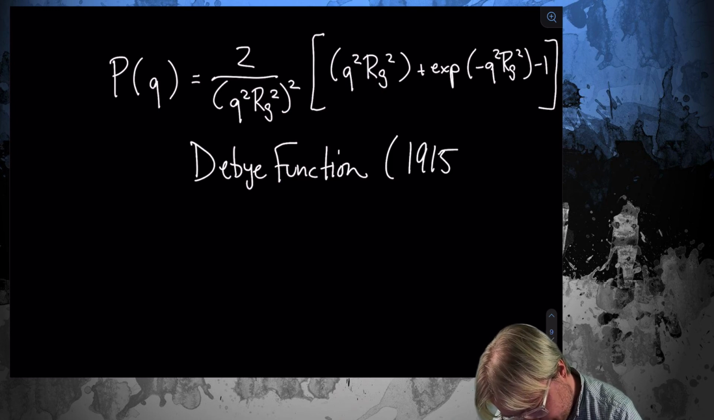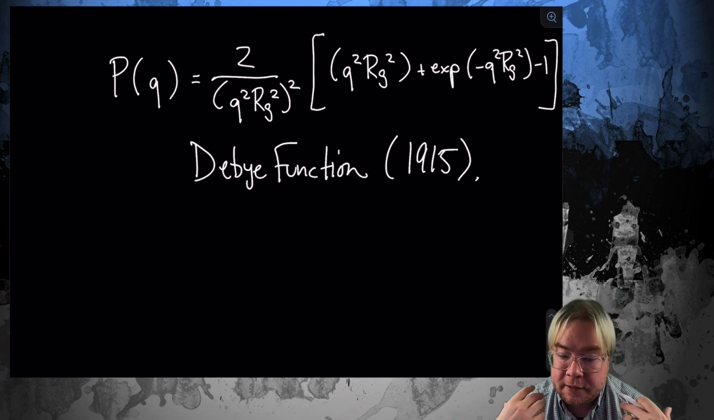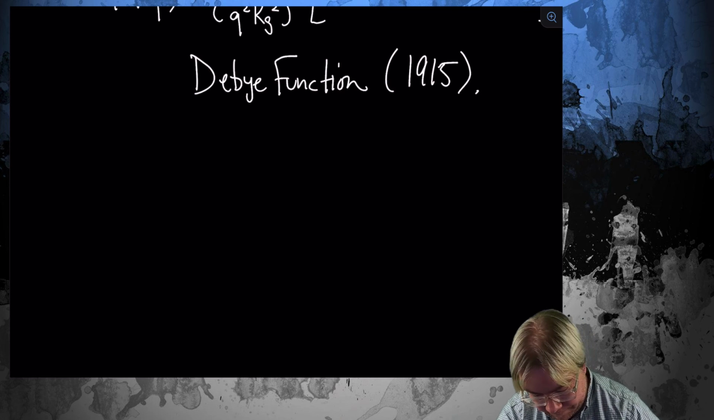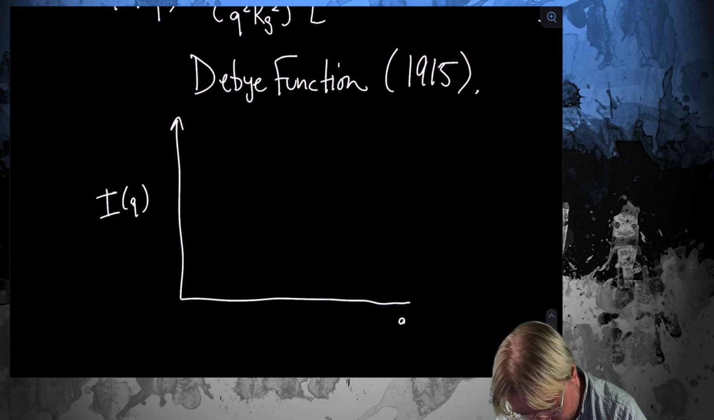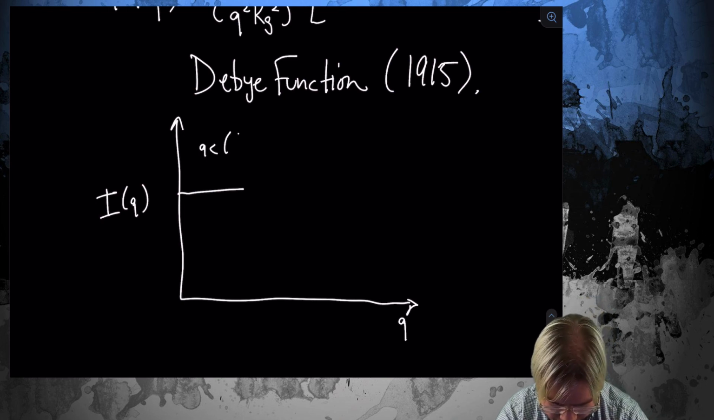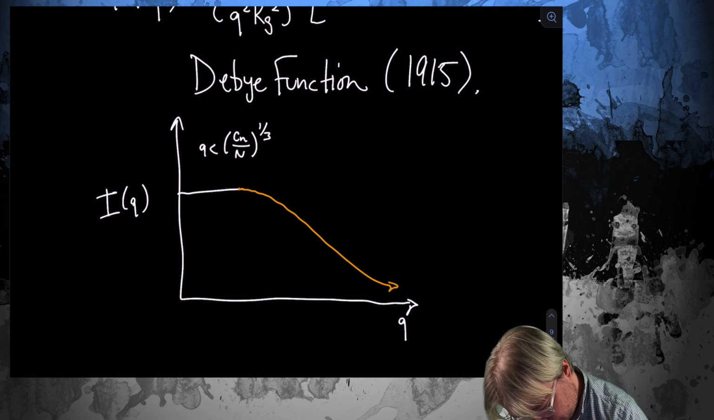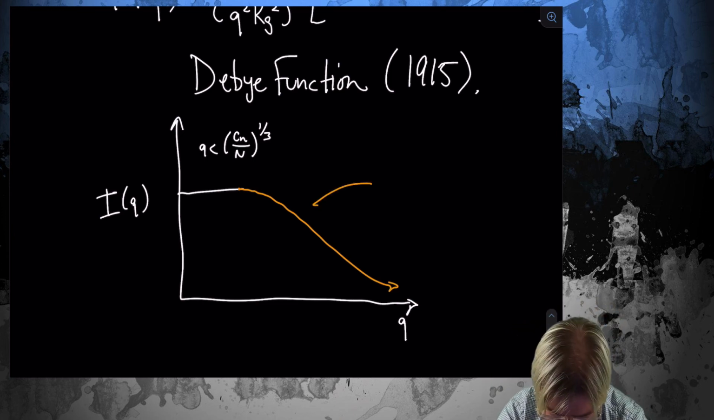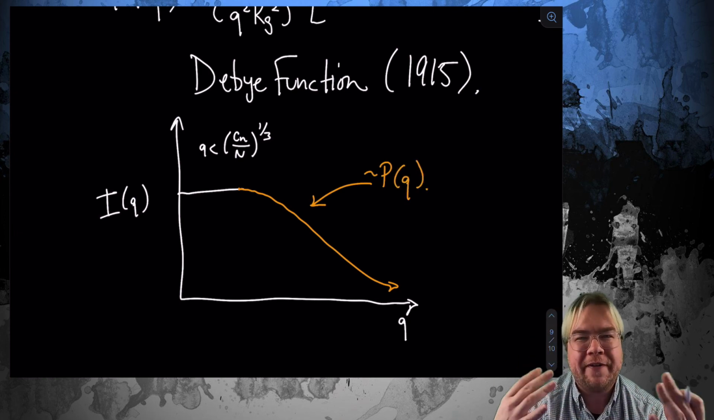1915, I believe. That's when this is from. So this is the angular dependence. In terms of our scattering function, I of q, we get a constant value out here for q less than Cn divided by n to the 1/3. And then after that, our Debye function takes over, and we get that term. So this is related to P of Q, just with some prefactors in front of it.